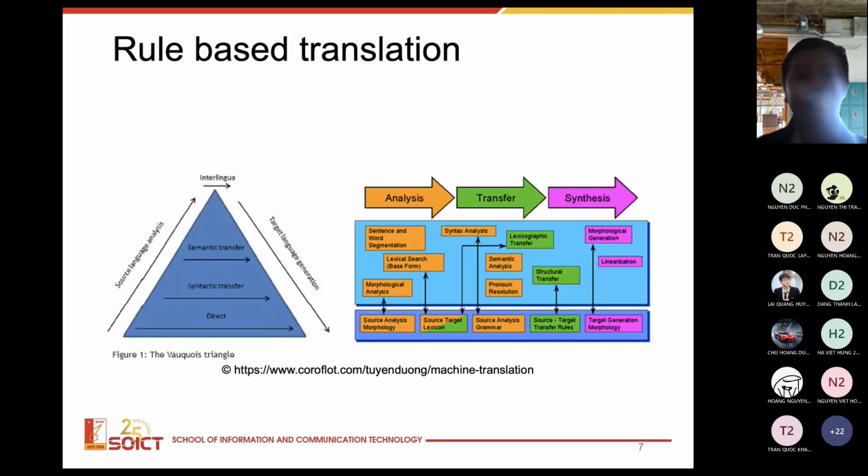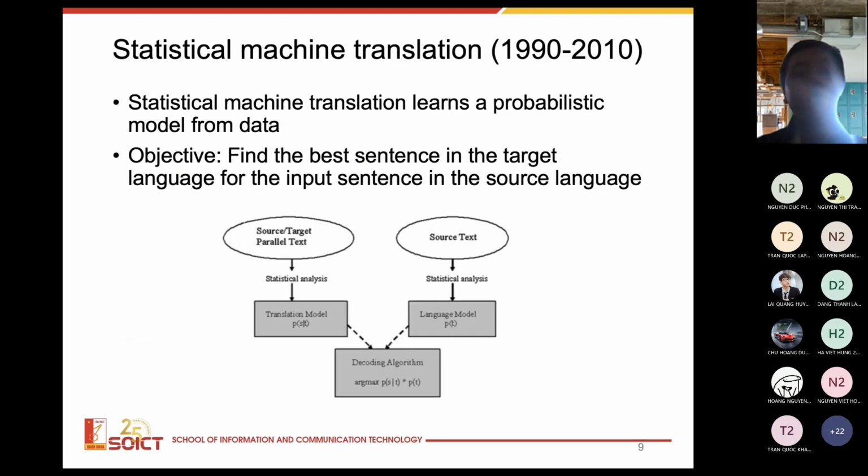then after the rule-based translation, researchers started working on the second approach, namely statistical machine translation, and this approach was popular between 1990 and 2010, in that period. So for this approach, the model tried to learn a probabilistic model from the data. Actually, the objective of the model is to find the best sentence in the target language, the best sentence corresponding to the input sentence in the source language, right?